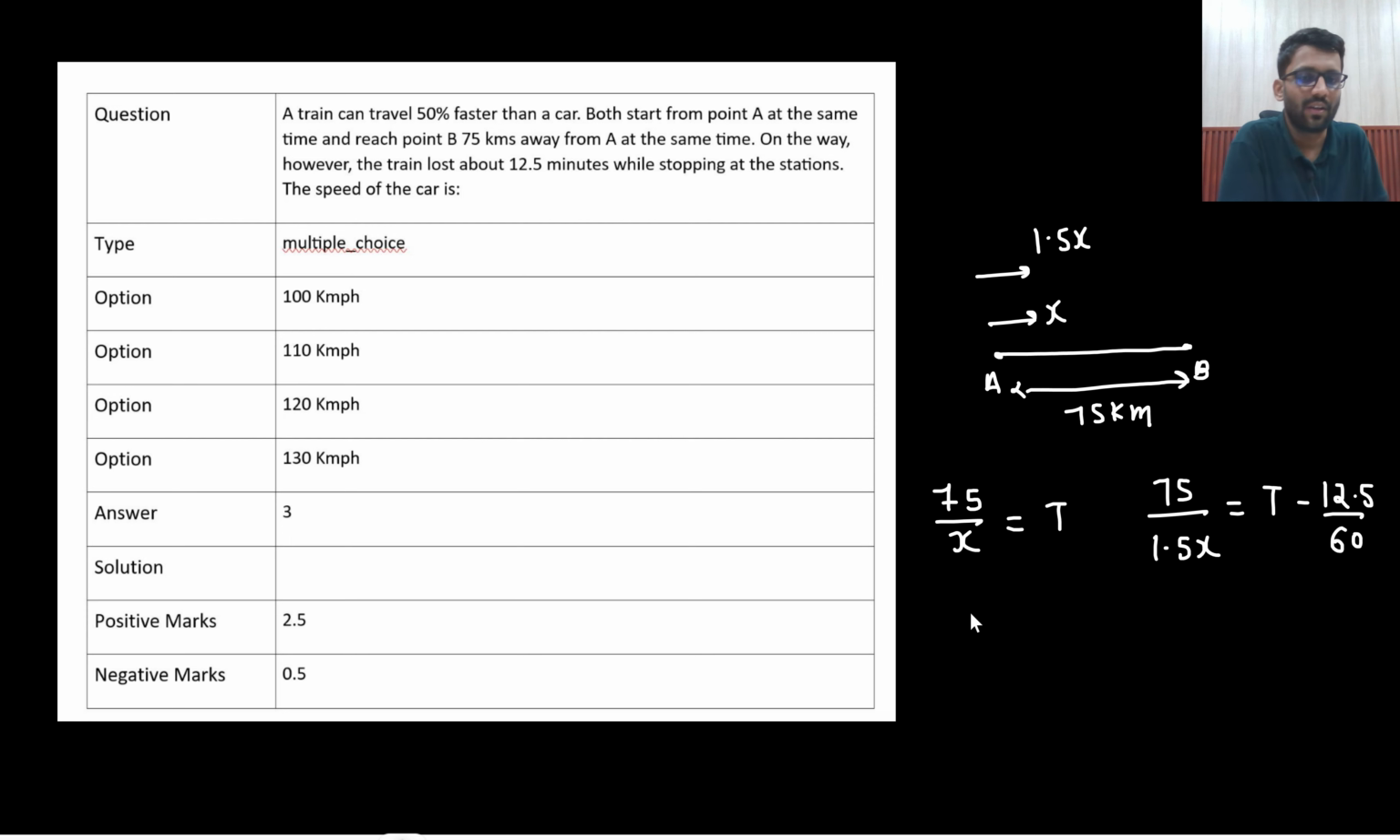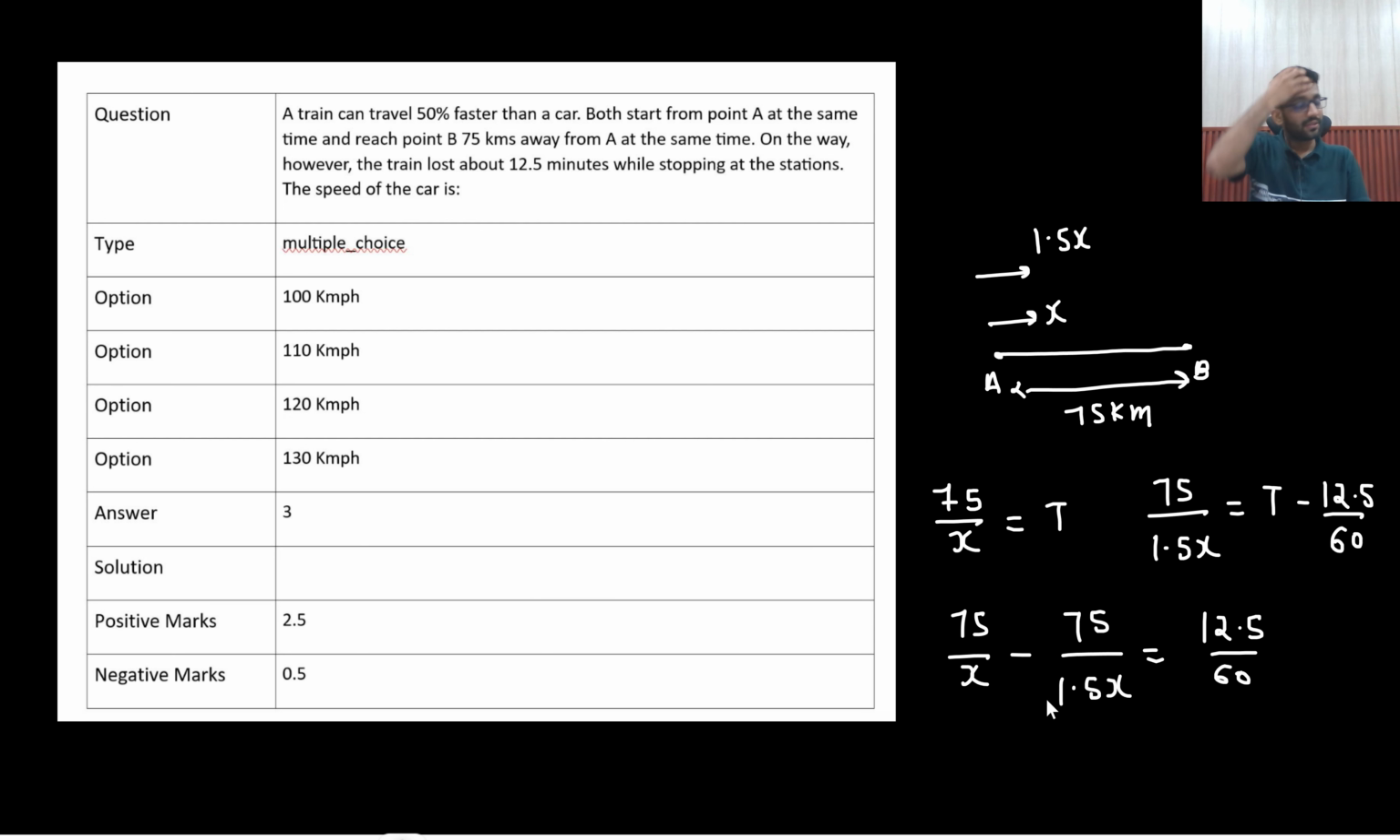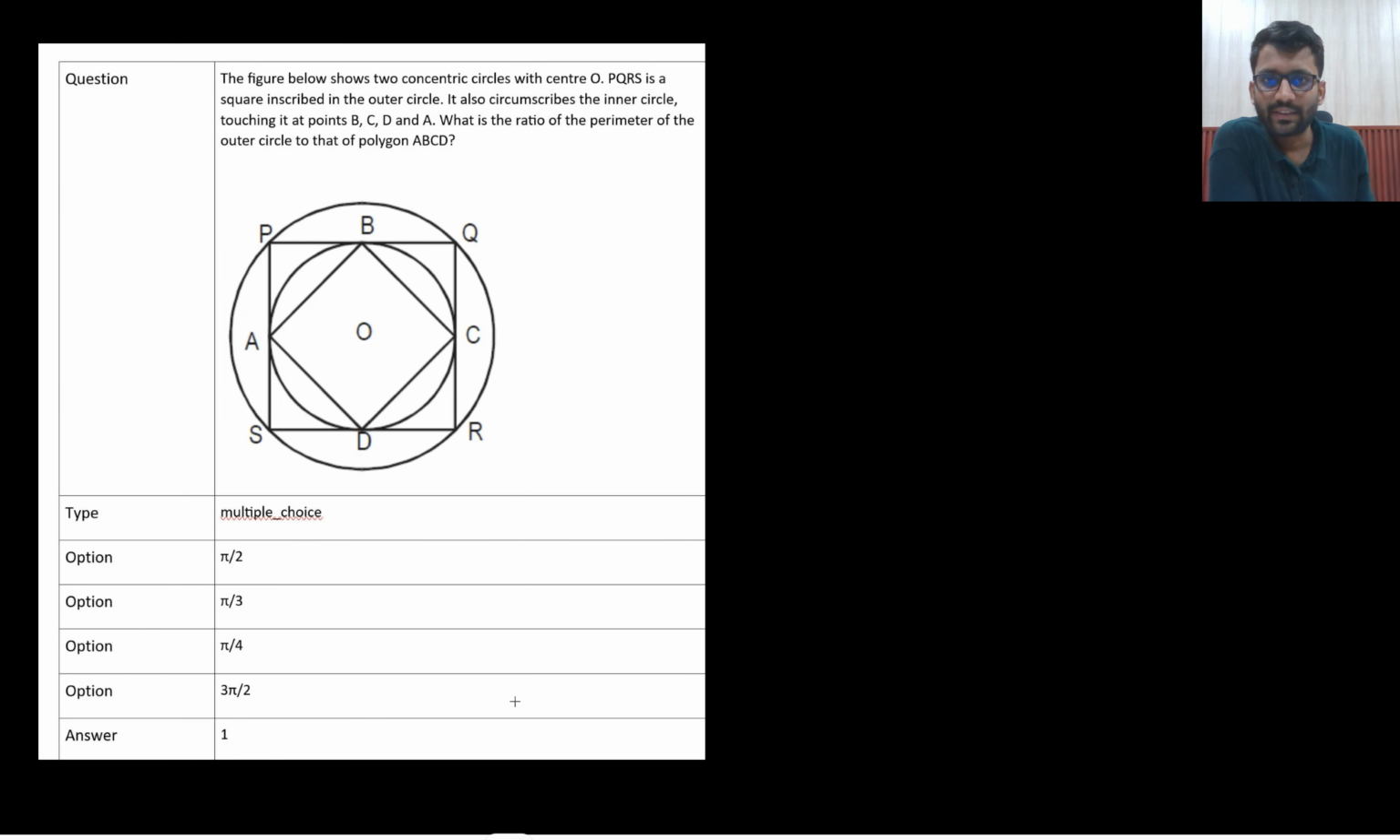Now what do you need to find? You need to find the value of x. So if I subtract both of the equations, what will I get? I will get 12.5 by 60. So this will be 3 by 2, 50, 25 by x. 25 by x, x would be 120. x would be 120 kmph. Okay. So this is answer 3. So this was easy, this should have been solved. Let's see the solution of this one.